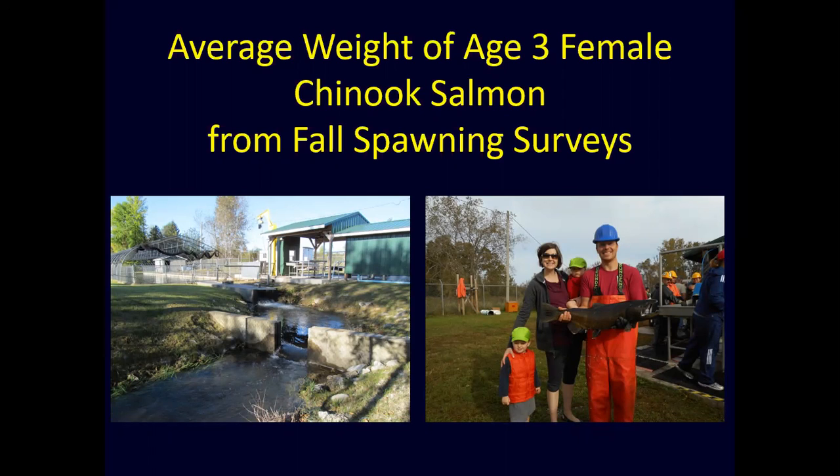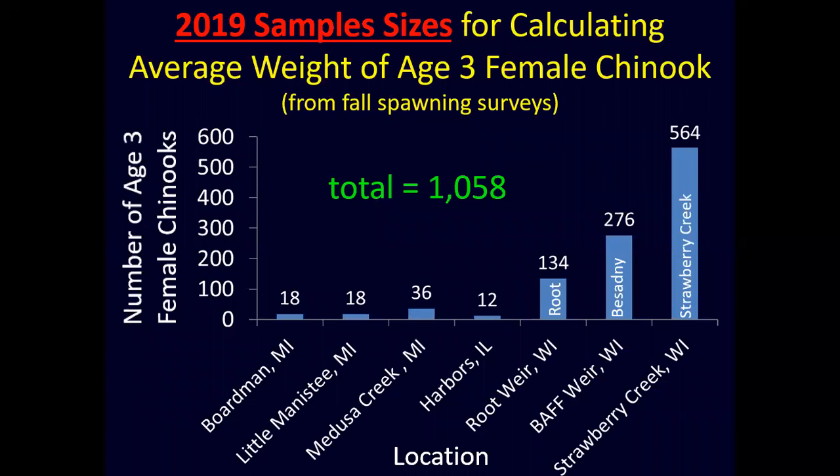These average weights are calculated from fish all around Lake Michigan, including spawning weirs in Michigan, spawning weirs in the state of Wisconsin, and then the state of Illinois does not have spawning weirs, but they do harbor electrofishing surveys in the fall, and we get information from those surveys to feed into this average weight. So this slide just summarizes the numbers of fish that we're looking at for these average weight calculations. So for 2019, we had over 1,000 Chinook salmon that were included in this analysis, including 3 spawning weirs in Michigan, the Illinois harbor surveys, and then 3 spawning weirs in Wisconsin.